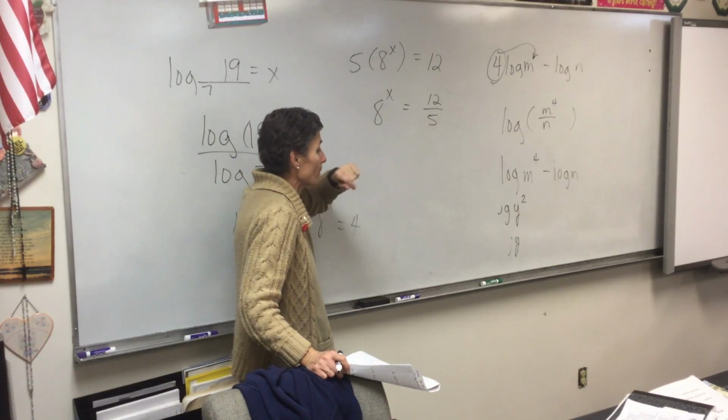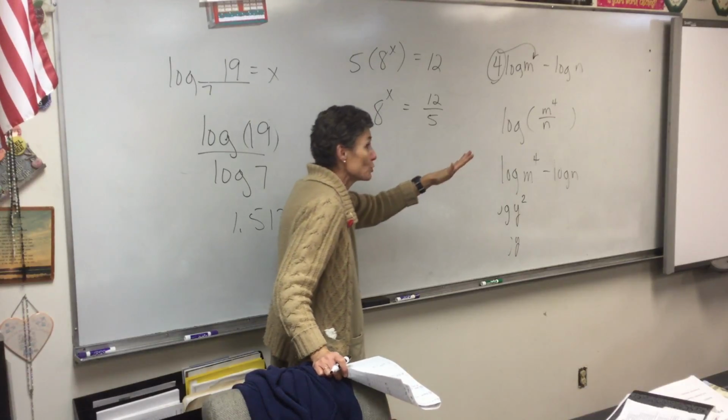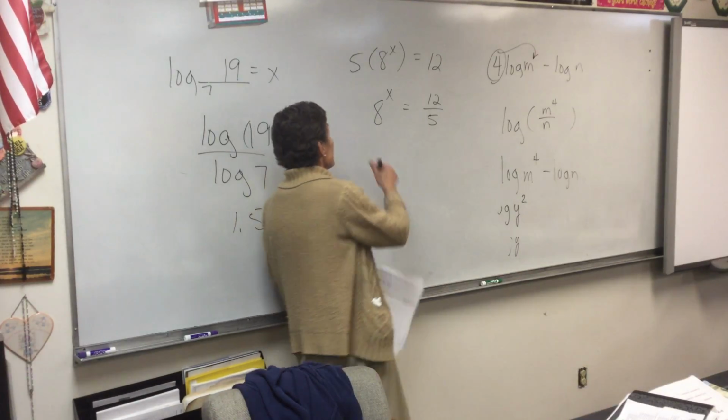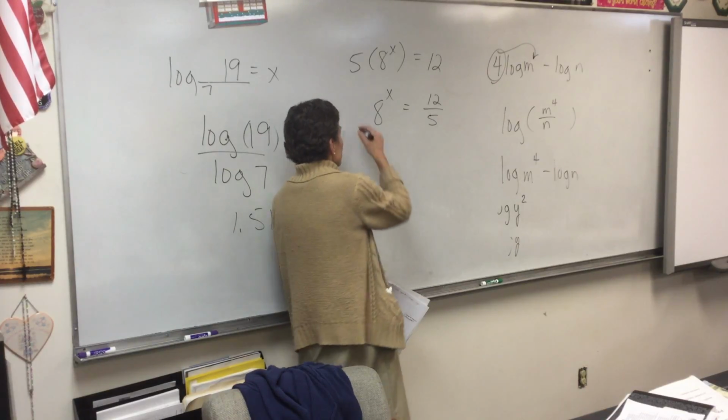What do I do, Robbie? Ln on each side. I either ln each side or log each side, whichever you want. It doesn't make a bit of difference. If there's an e, I always ln. Otherwise, it doesn't really make any difference.